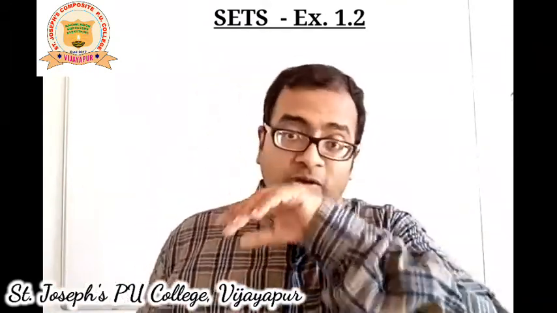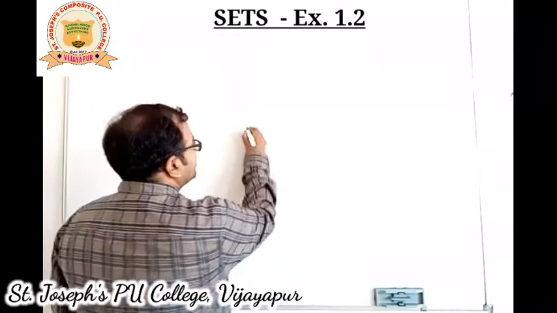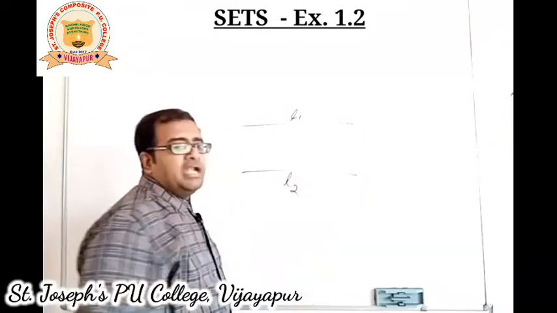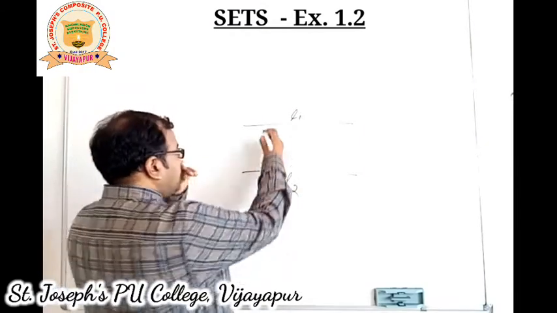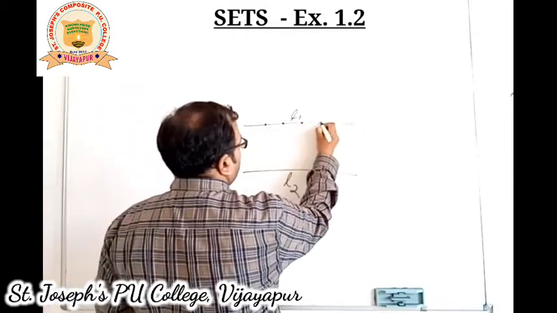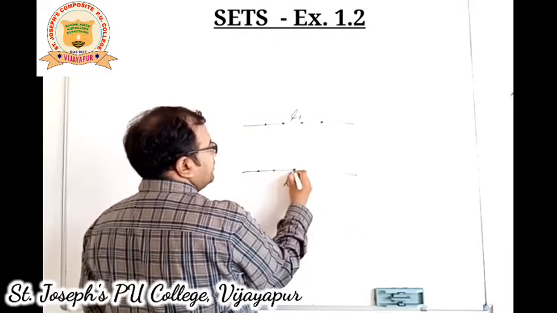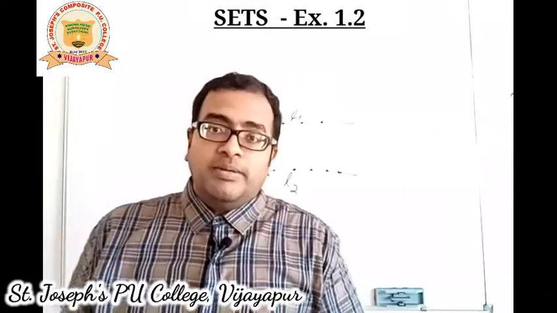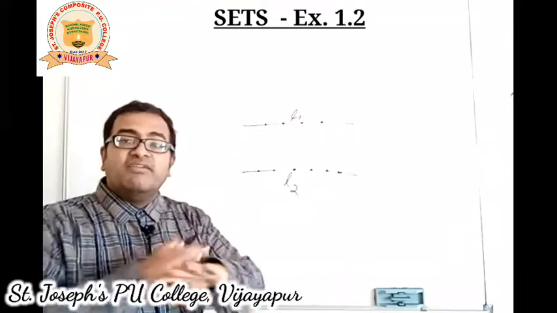But here, we will not go for that argument. Here the meaning is, two lines are parallel. I will call them L1 and L2. Take any number of points on this. Here also you take any number of points. These points cannot be common because the two lines will never meet.